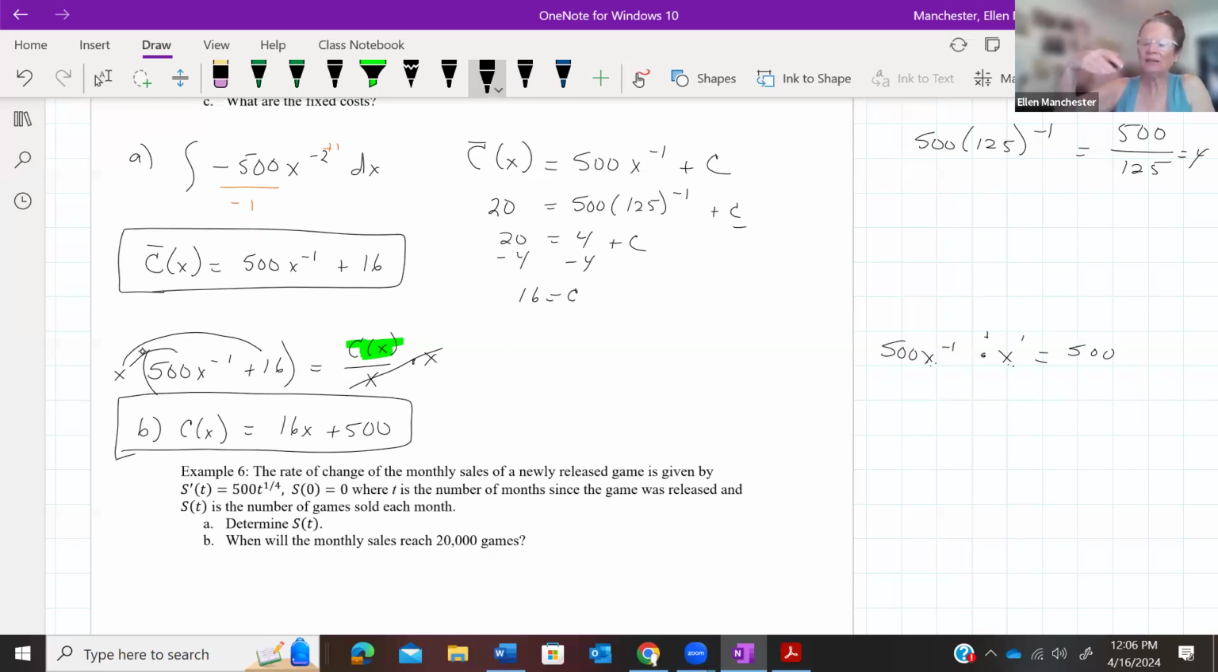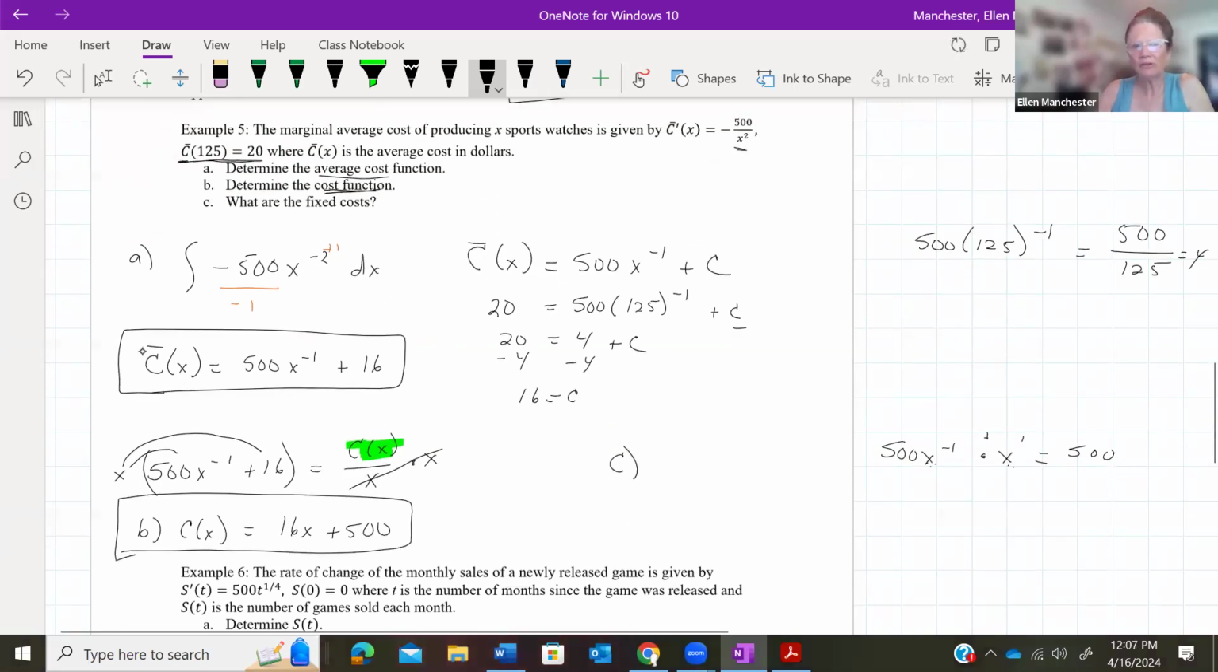So we're just working backwards, right? We're doing inverse operations for every single one of these. And then C says, what are the fixed costs? Well, the fixed costs are sitting right here. The fixed cost is 500. So it costs you $500 just to open your doors. Okay, any questions or thoughts on that one?